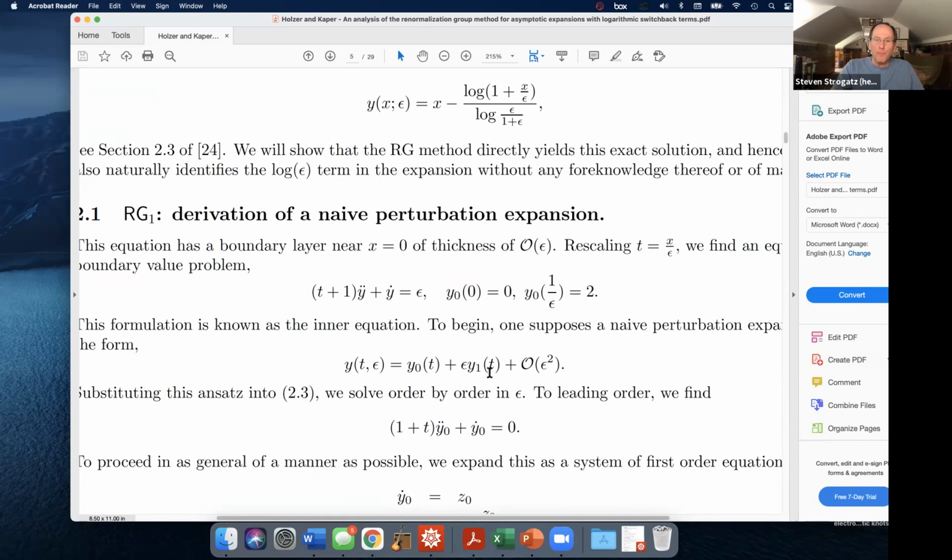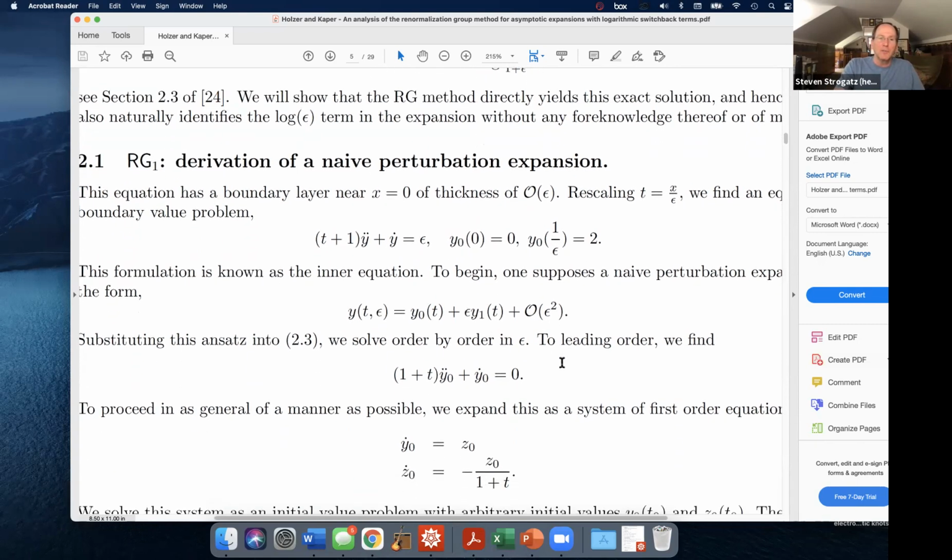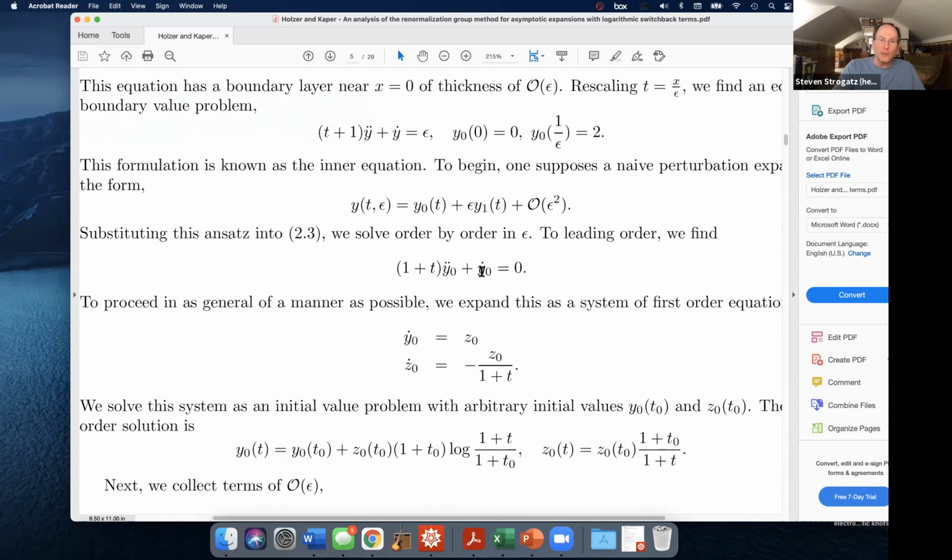They do the naive perturbation assumption for Y, plug it in, you get a Y0 equation. They solve for the Y0 in a general manner, and they get this solution for Y0.